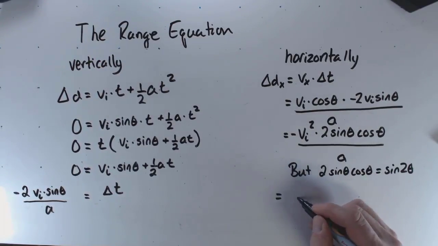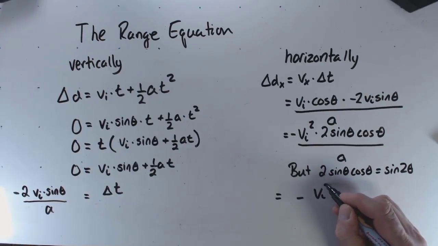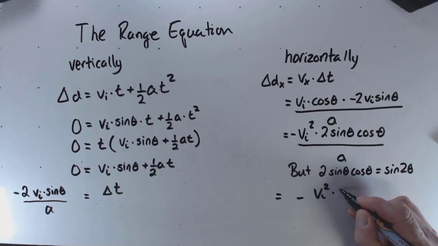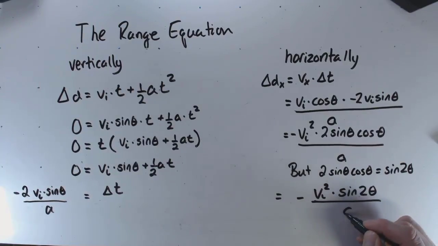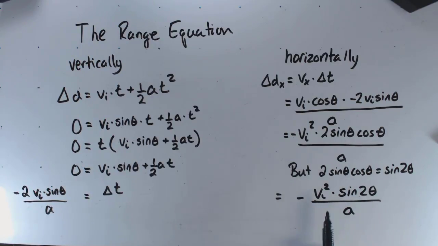And so we can rewrite this as -vi squared times sine 2 theta over a. And in this case, acceleration is going to be negative because it's down. And so depending on how you want to treat the sign of the acceleration, this could be positive. Nonetheless, this is our range equation.